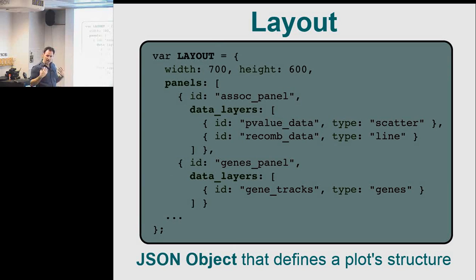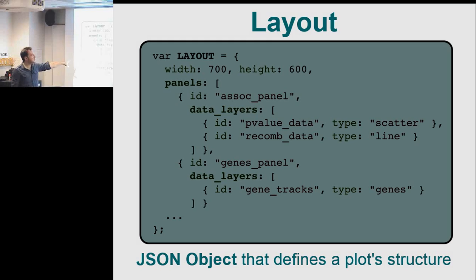The other key element is a layout object. A layout object is a big JSON object that describes how the plot actually looks, all the way down to basic stuff like your dimensions, your width, and your height, down into, here's my data layers, and I want this to be a scatter type data layer, I want that to be a line type data layer, and add some colors and this and that. Interactivity is defined in your layout, but the nice thing about layouts is they are JSON objects, true JSON, which means they are serializable and portable.